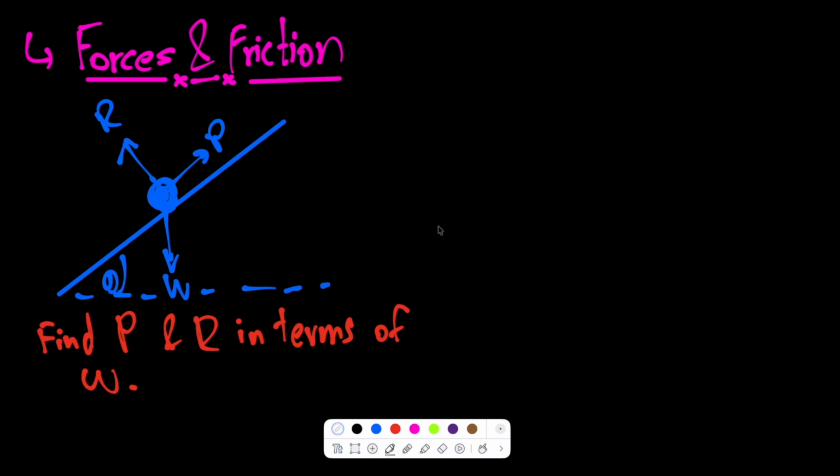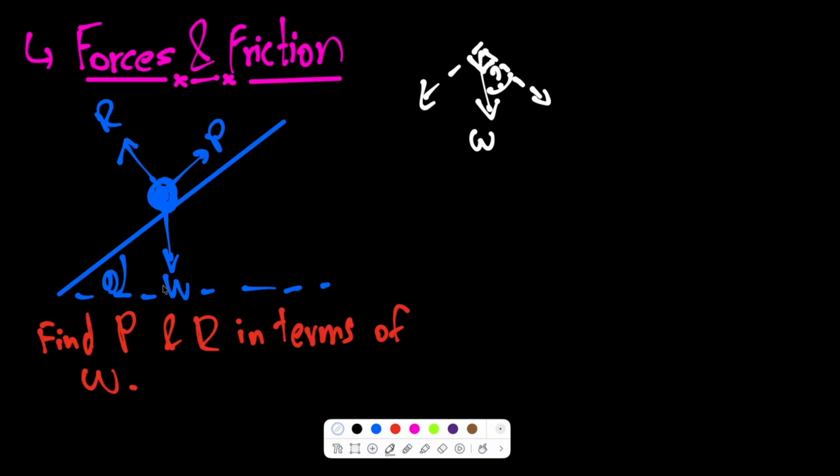Let's take a look at this inclined plane problem where we are asked to find P and R in terms of W. So let me break down W into two of its components that are perpendicular to each other. This angle will be 90 therefore. In order to do that, we should find this angle which is unknown to us. Or else you can find the other angle, but I'll be using this angle. This component of W is perpendicular to this inclined plane.